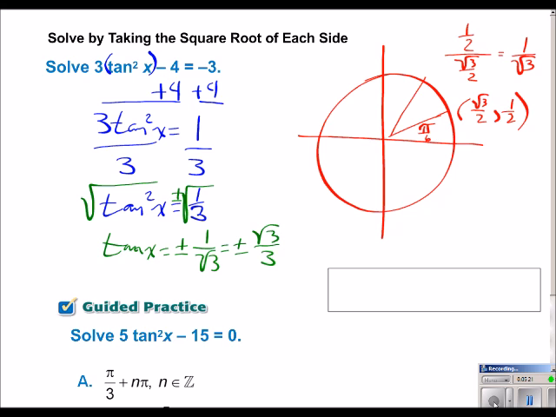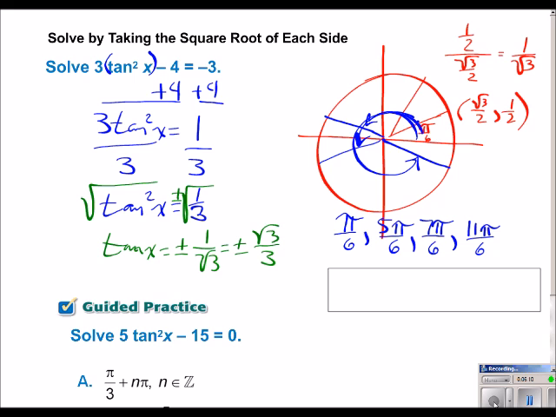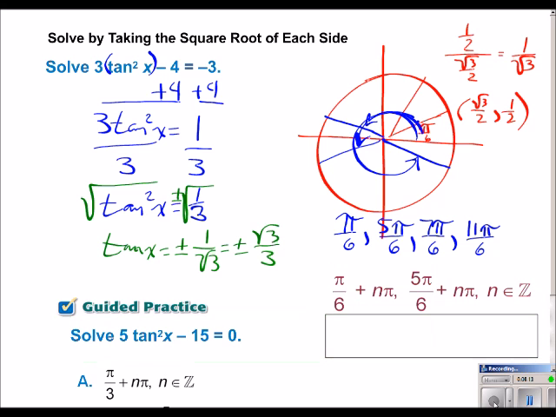Okay, so that's the angle I want. So I want a reference angle of pi over 6. So that's going to go over here, here, and here. So I've got pi over 6 as the first answer. Second answer, coming around to this, well, 6 pi over 6 would be all the way to the x-axis. So that's going to be 5 pi over 6. Infinitely many solutions, and so the others are given by adding pi n. Be careful, remember the period of tangent is pi and not 2 pi.